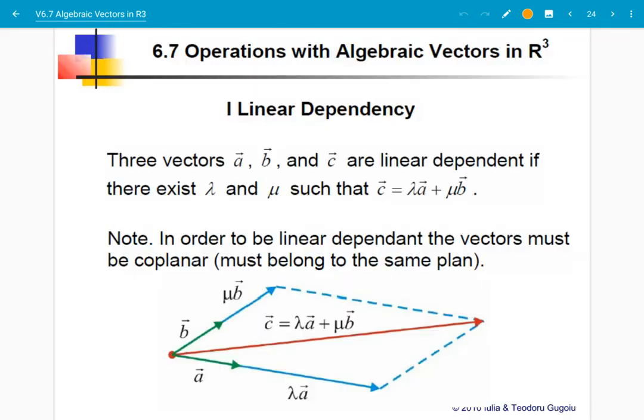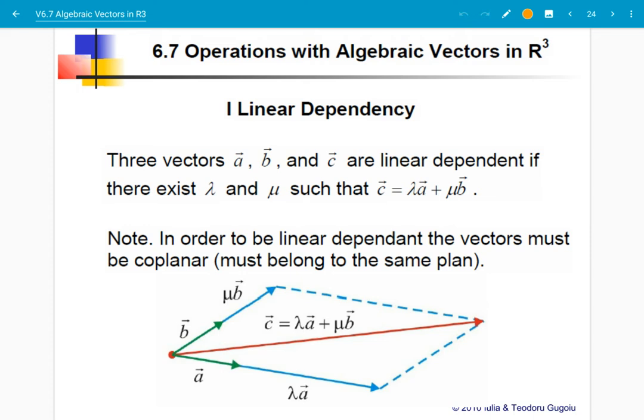Next box. A, B, and C are linearly dependent if there exist lambda and mu such that C is lambda A plus mu B. That means some combination of multiples of A and B can be combined through a linear addition process of the vectors, using the scalar multiples lambda and mu, to reach that.